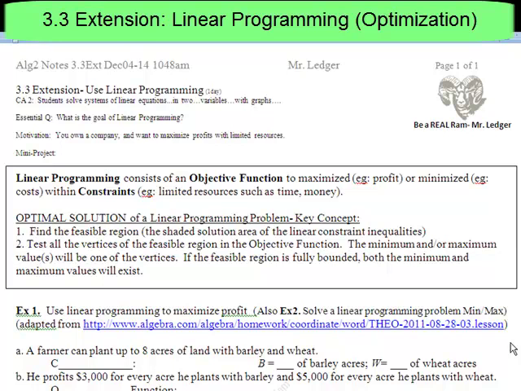This is 3.3, using linear programming. It's also called linear optimization because we're going to be looking at lines and graphing them and then finding the vertices of the polygon that we create.